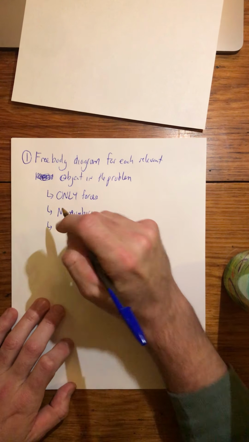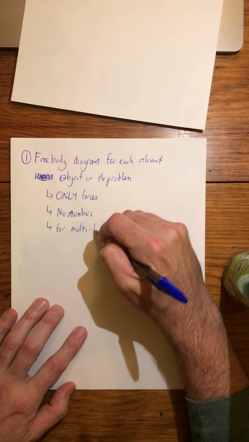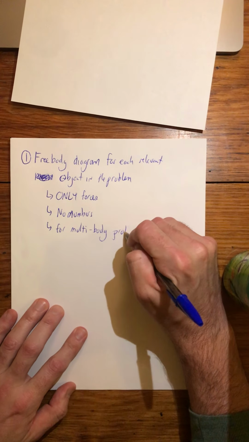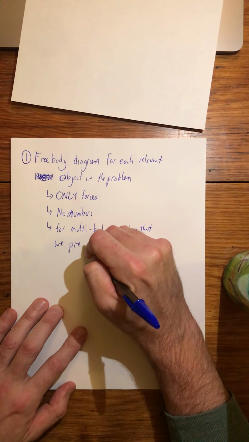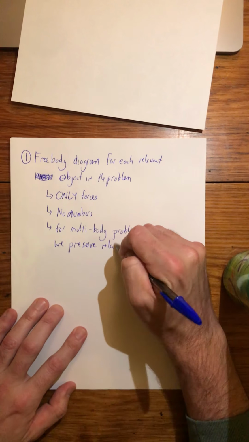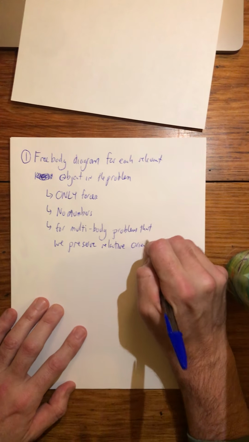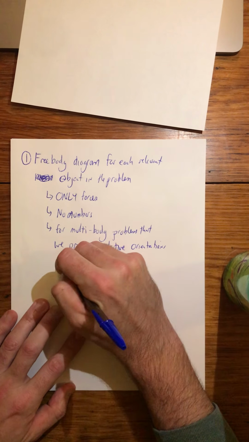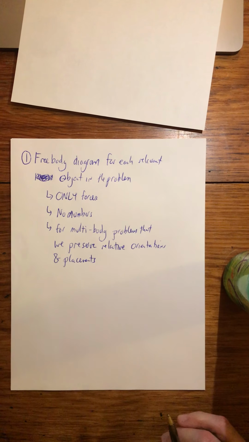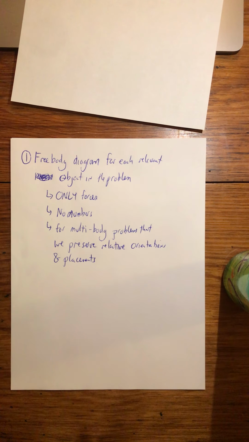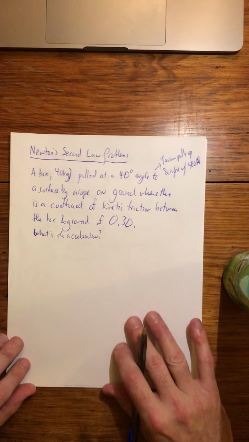And then we want to make sure that for multi-body problems we preserve relative orientations and placements. That's going to become important later on. Not certainly this problem, because once again, simple problem, one object that I care about. So what does that look like for this object? So here we go.